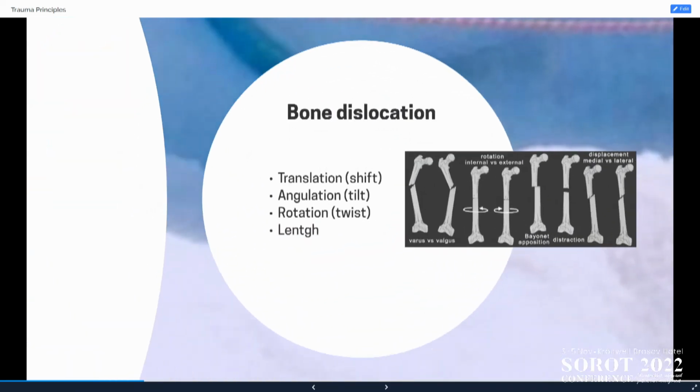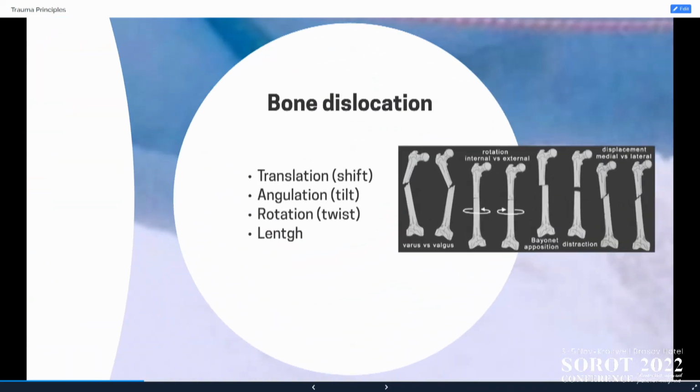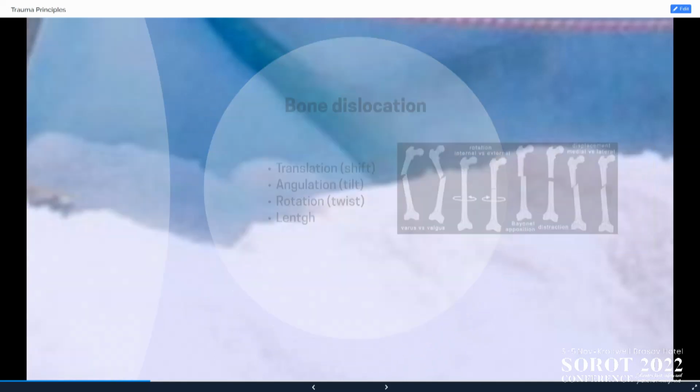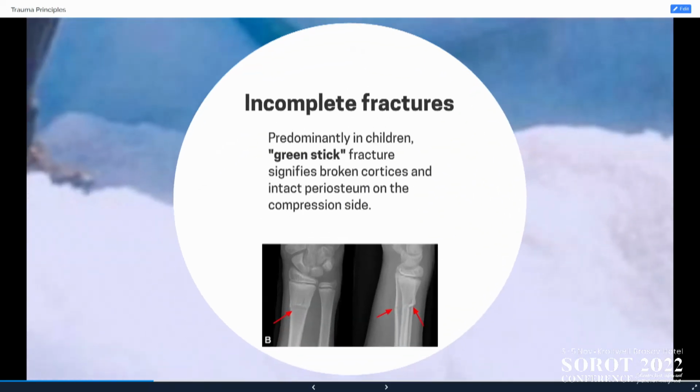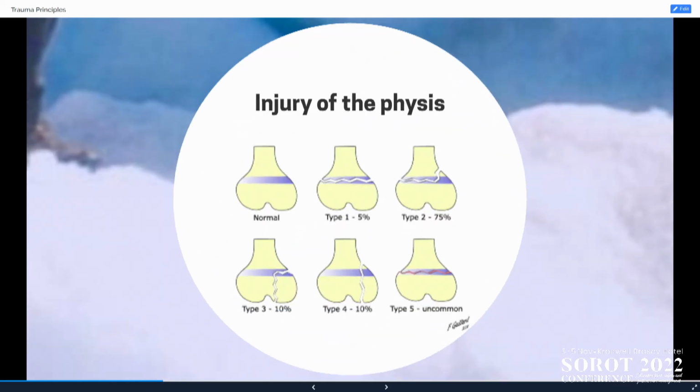So these are the types. And of course, the way the bone dislocates. The bone can dislocate by translation, shift, so ad latus. It can angulate, it can rotate, and it can lose its length. Incomplete fractures are predominantly in children, with the greenstick fracture as the most widely known example.